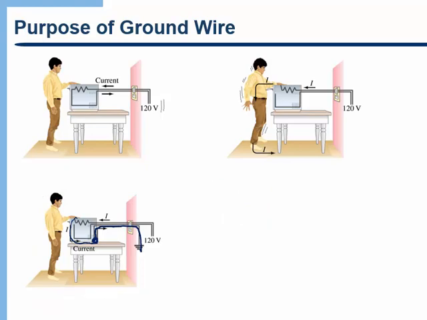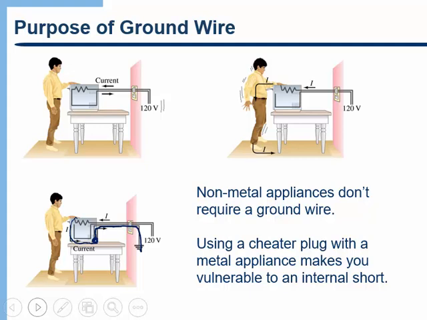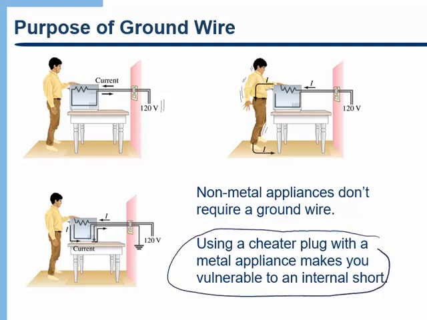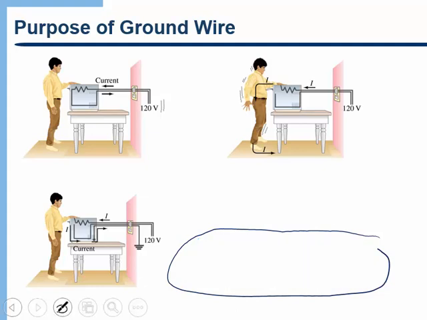Now you'll notice that some appliances only have two-prong plugs, and some appliances have three-prong plugs. That has to do with whether they have metal cases or not. Non-metal appliances in general, if there's no metal that you can touch that is susceptible to being connected to a short, then a two-prong plug is fine. But if the appliance has metal and there's any way the electricity inside can contact that metal, that's when you need a three-prong plug.